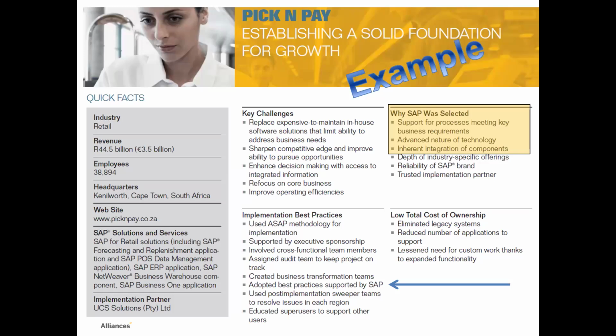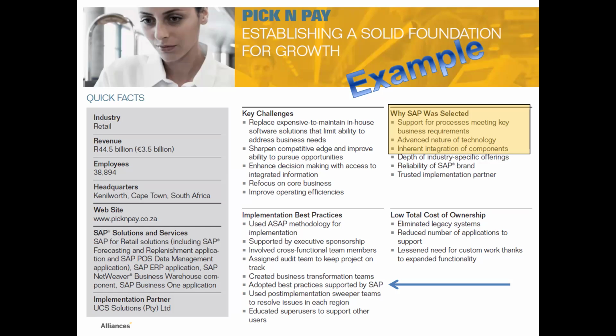Now, why was SAP selected? Support for processes meeting business requirements, so the way it was able to meet their business requirements. There's the advanced nature of technology, so we said constant updates of the ERP system. There's inherent integration of components, so the business is well integrated. All the components, all their warehouses, everything was onboarded in the SAP.